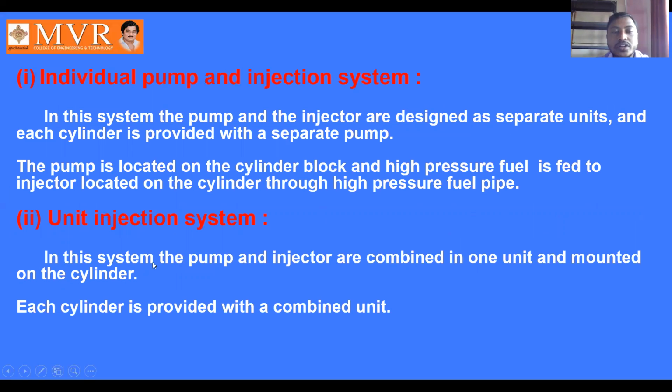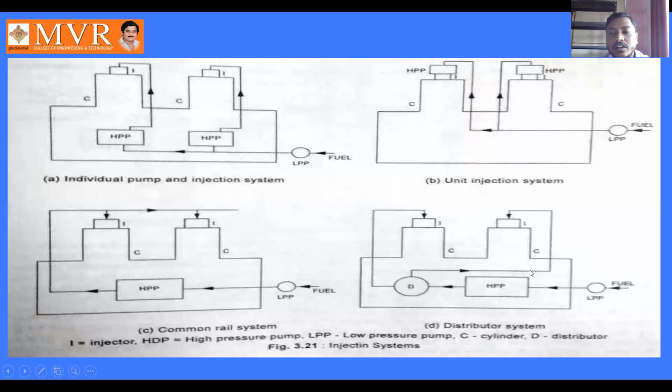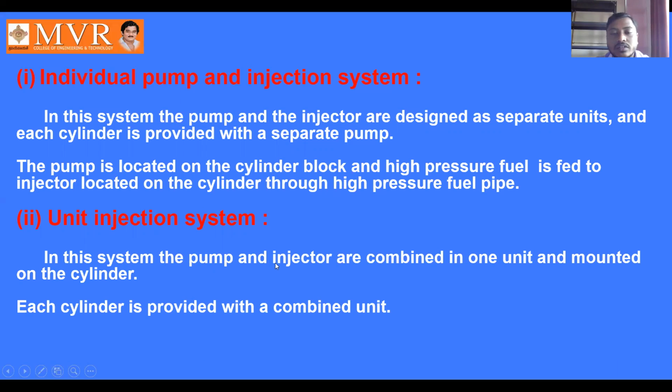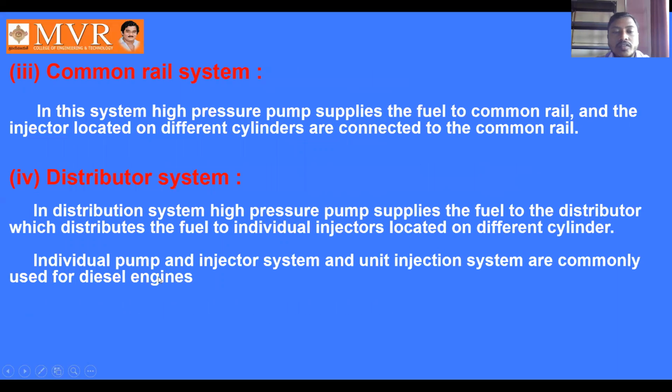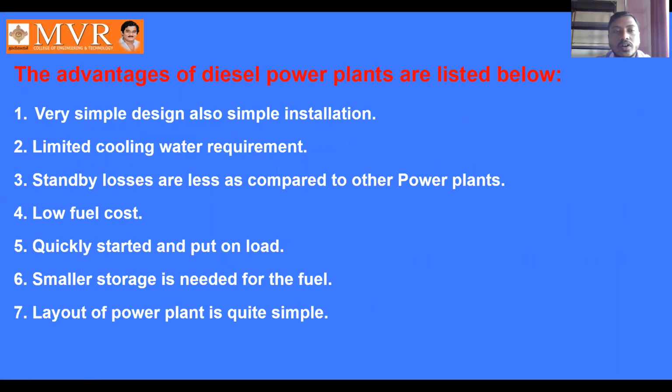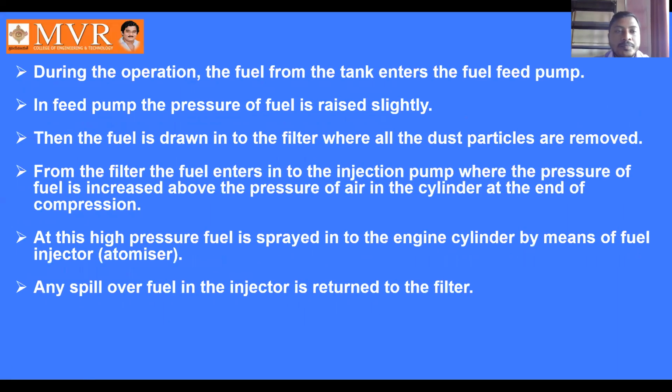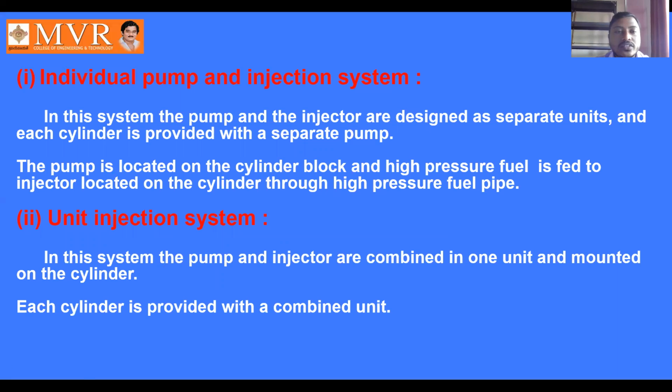In the distributor system, the pump and injector are combined in one unit and mounted on the cylinder. We can observe how, by using the distributor pump, the fuel is sent into the units. The individual pump and injector system and the unit injection system are commonly used for diesel engines. This is about the classifications of the solid injection system.